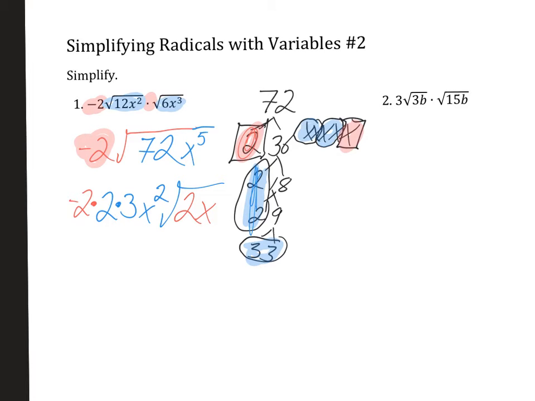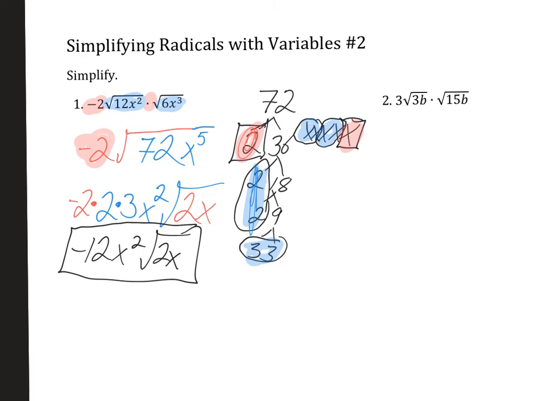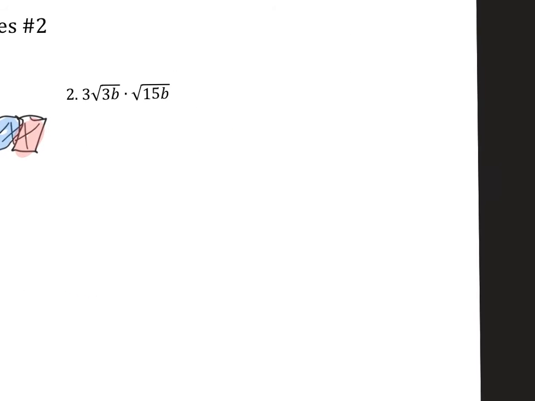Okay, now we are just multiplying everything together. So -2 times 2, that's -4, times 3, that is -12, x squared, radical 2x. Okay, cool, good. So it's just like what we were doing before, except for now we have variables. So let's go to this next one.